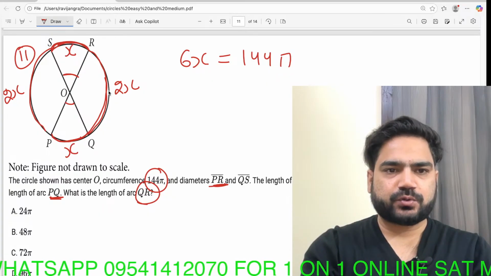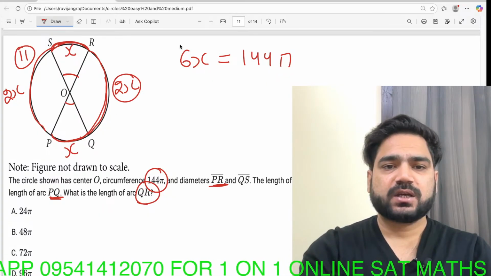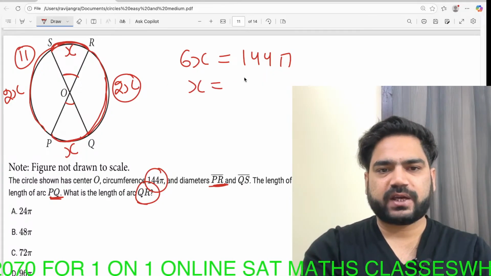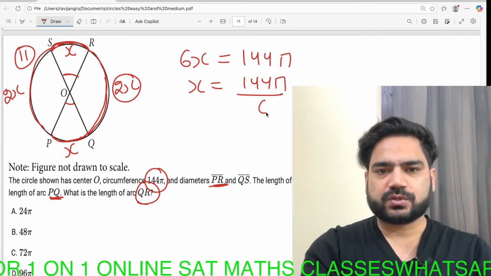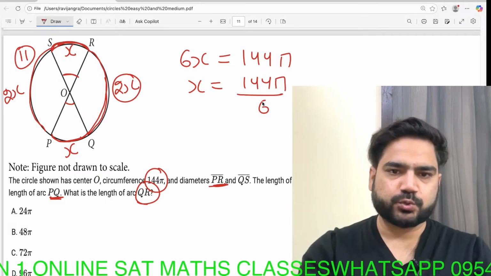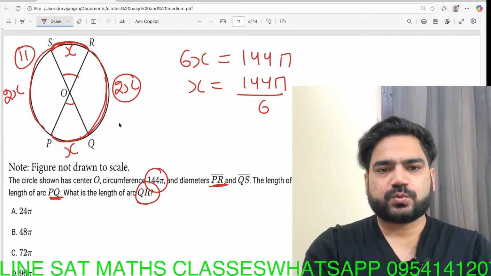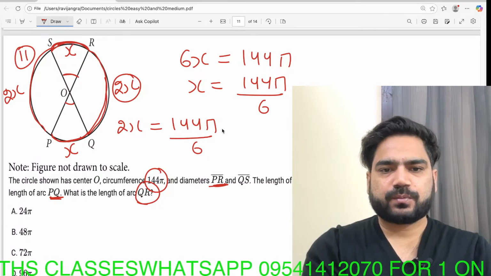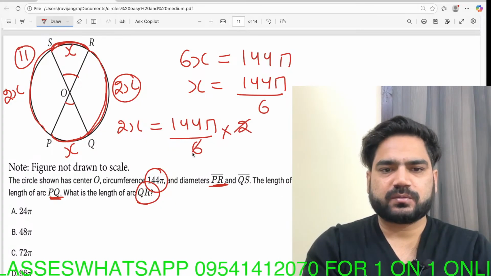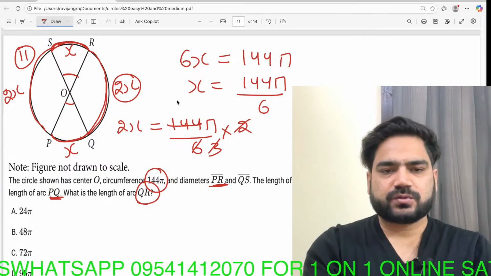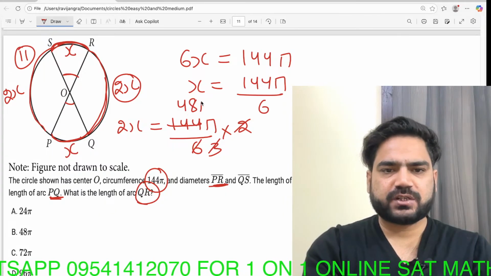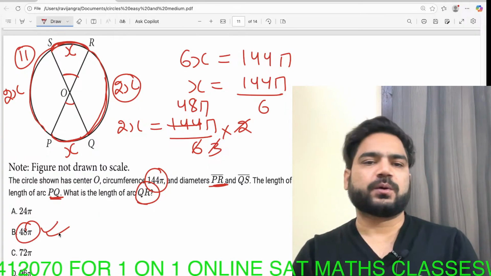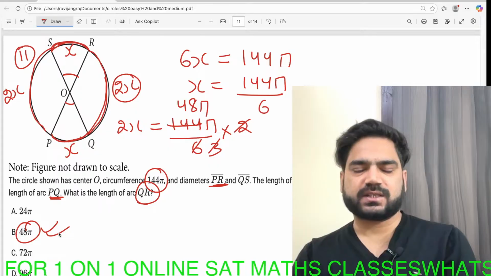So QR, what is QR? QR in the figure you can say is 2X. So 6X length is 144 pi. So from here you can find the value of X. It will be 144 pi upon 6. And if they are asking for 2X, if X is this, then what is 2X? Multiply the value of X by 2. So 3 will cancel out, and the answer is 48 pi. So again, easy questions about the circle part of the SAT exam.